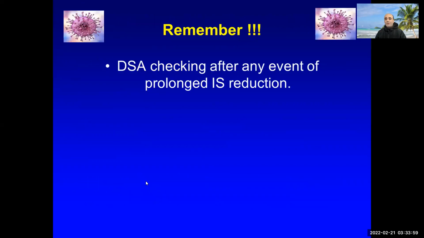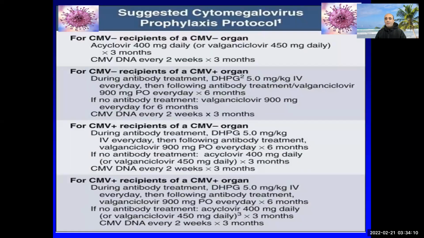Remember, after any prolonged reduction of immunosuppression, don't forget rejection. When we decrease the immunosuppression, donor specific antibodies should be checked to rule out rejection.